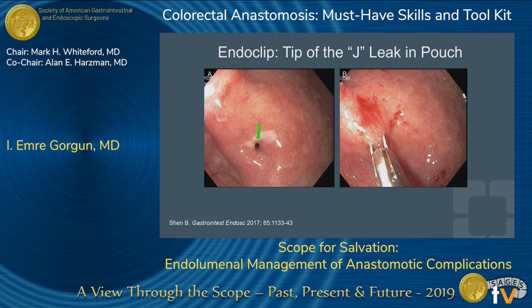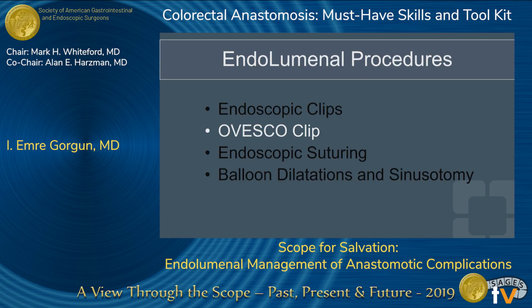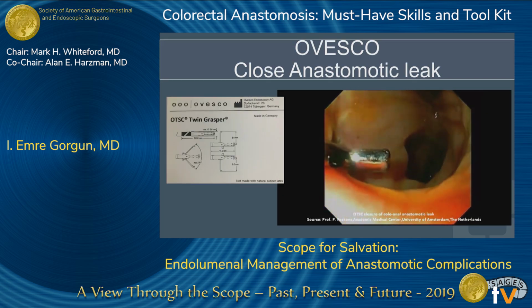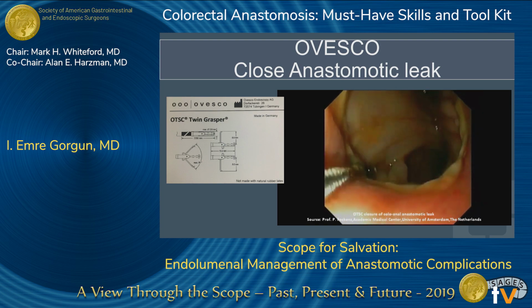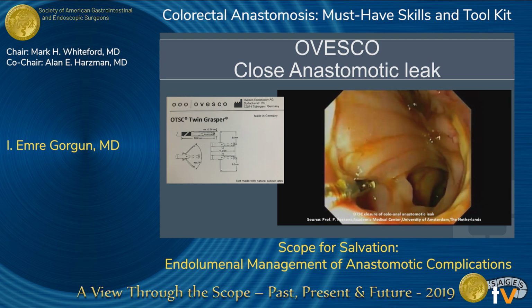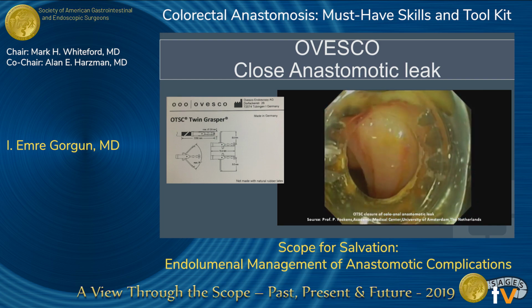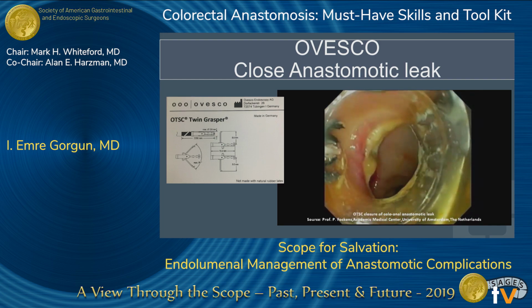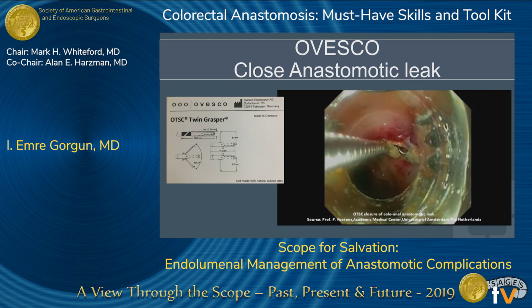This is a tip of the J pouch leak, as I showed in the first picture. It can be really a pinhole defect, and really a single clip can do it. But sometimes these are larger, as we have seen in the previous images as well. This is an anastomotic colorectal side-to-end anastomosis. As you see, there's a more chronic defect that requires a little bit more than a single clip.